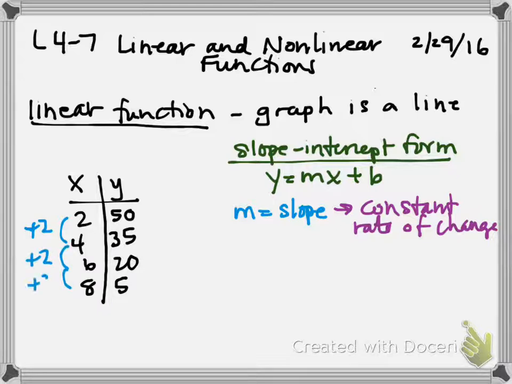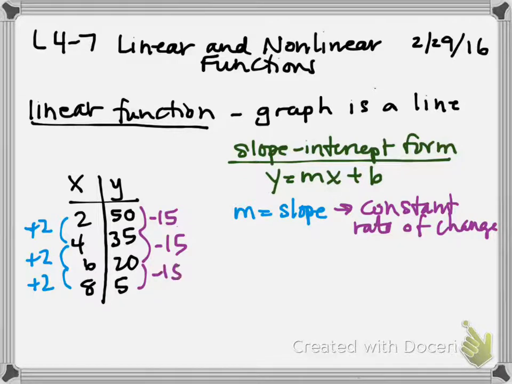Okay, so if you notice, the x's were constant, but that's not enough to say I'm going to get a constant rate of change. I now need to check out my y's. What do I do to get from 50 to 35? Subtract 15. How about from 35 to 20? Subtract 15. And from 20 to 5? I subtract 15.